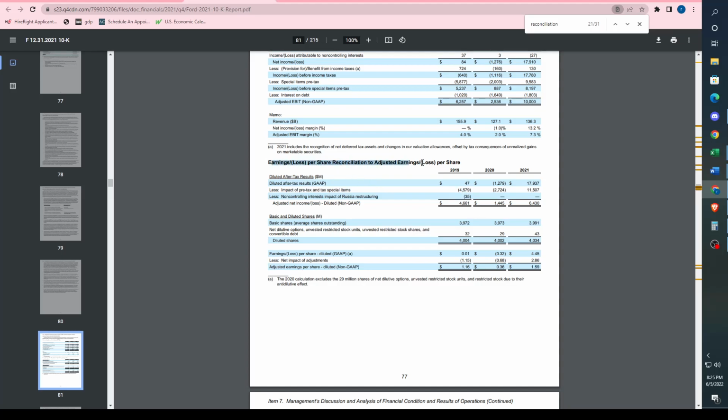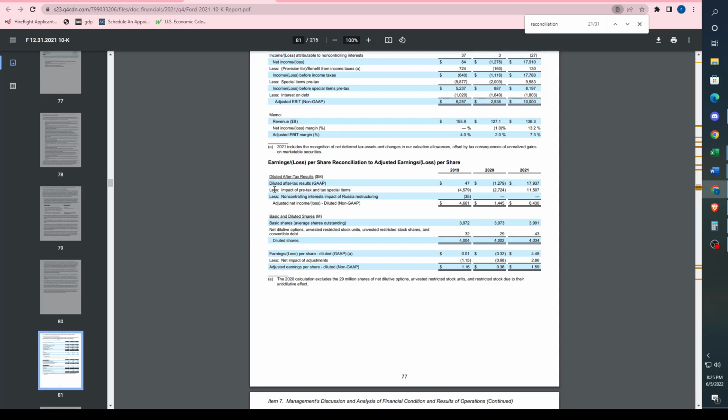I'm going to go through the individual line items. When they adjust this, you can see they start with our diluted after-tax results following GAAP, and what they're doing is subtracting this line item right here, which is 11.507 billion. This is a pretty massive adjustment.